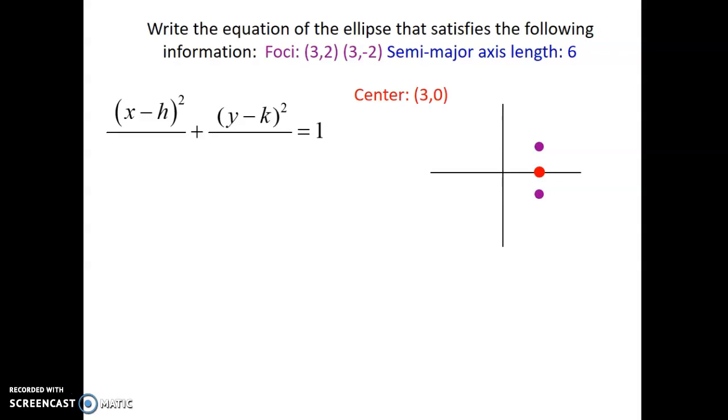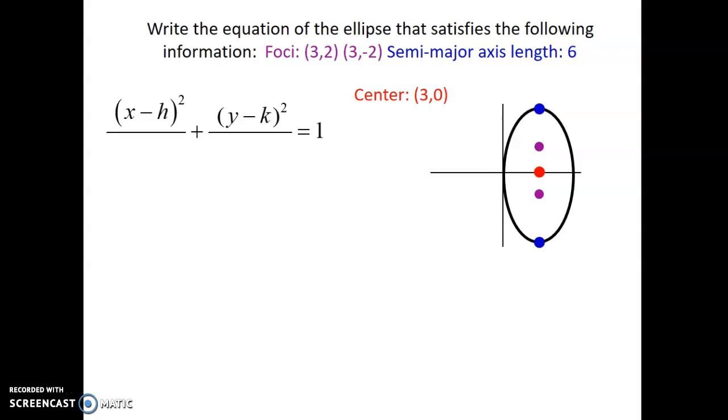All right. We also know, since that says the major axis length is 6, from the center to the top and bottom are both going to be 6, and that is the endpoints of our ellipse graph. We can kind of sketch it. All right. So now we can start putting things into where they belong.